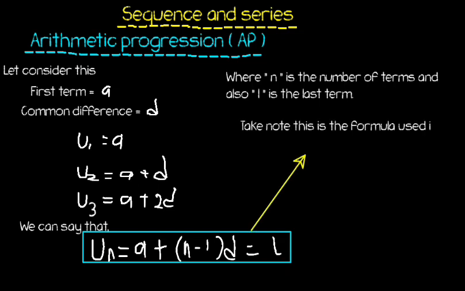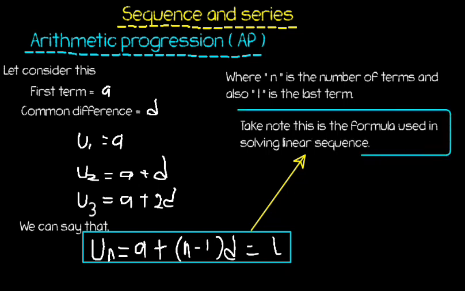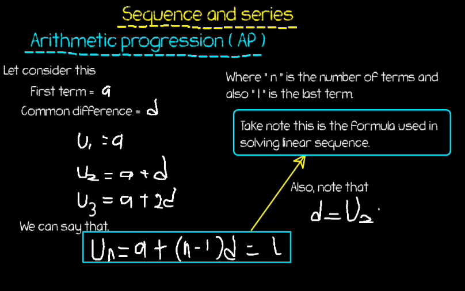Also, L is the last term. So take note of this formula used in solving a linear sequence, where L is the last term, A is the first term, D is the common difference, and n is the number of terms. Also take note, the common difference is equal to the second term, that's U2 minus U1, not U1 minus U2. This is the wrong way of solving it. You can't do it this way, or else you get your answer wrong.